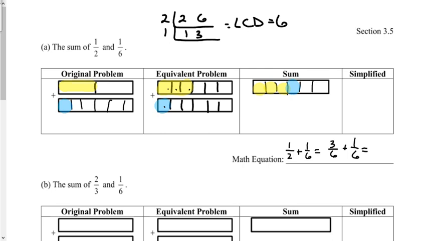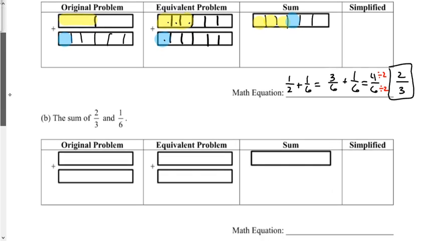plus 1 out of 6 makes 4 out of 6. Now 4 out of 6, that becomes 2/3. I know because a 2 fits into each one of these, right? You divide the top by 2 and the bottom by 2, and then what I get is 2/3. That's a little bit nicer answer. It's more simplified than the other one.